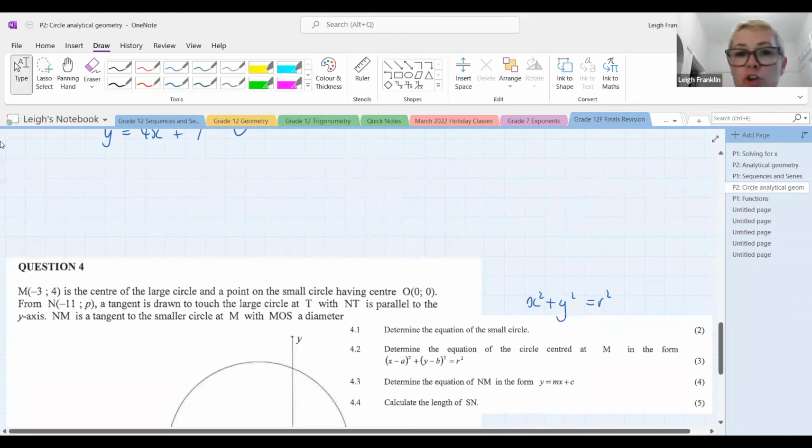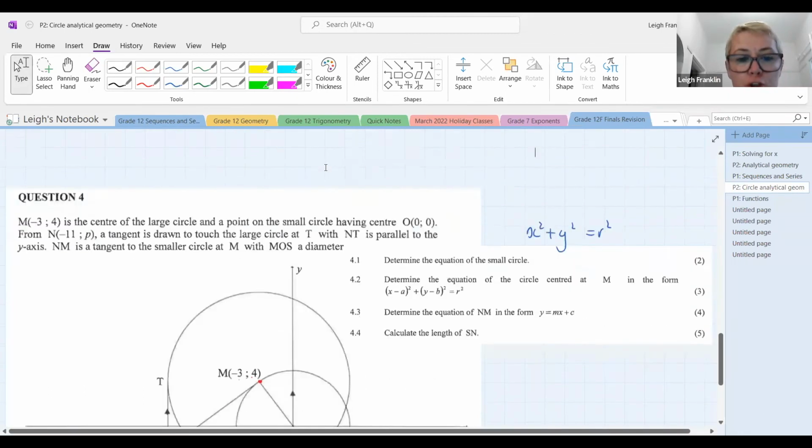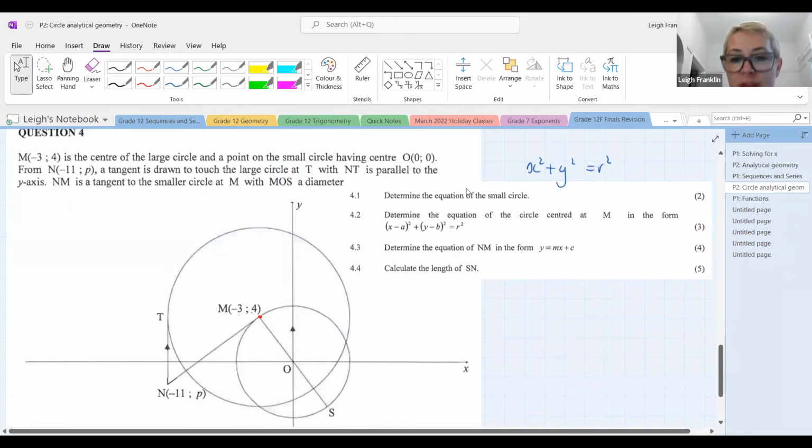So it's your job to then work out the value of r. That's what determine the equation of a small circle means. It's actually asking you to calculate the value of r squared. That's what it means.